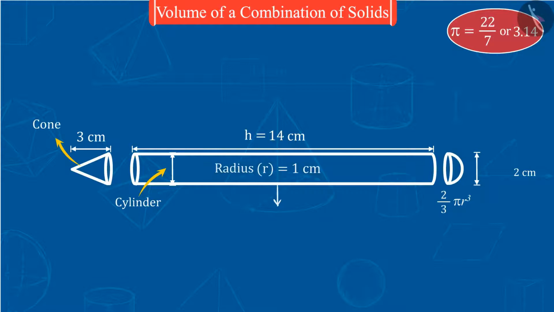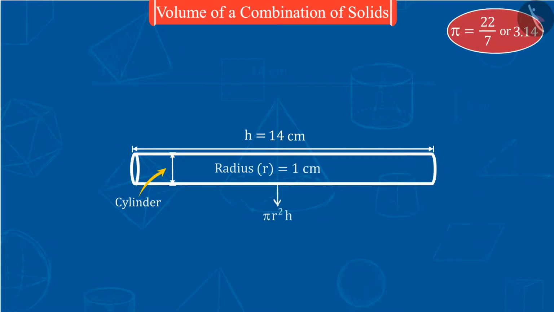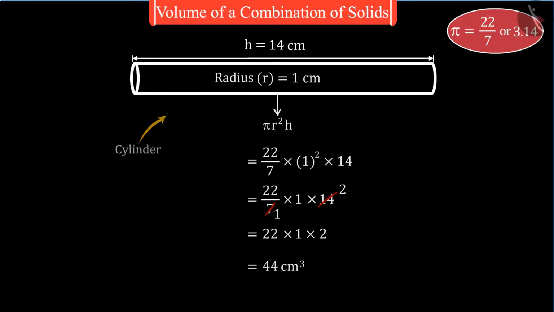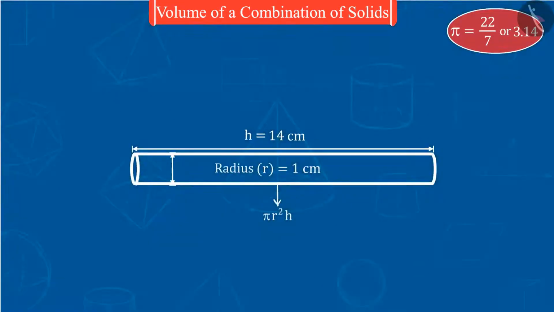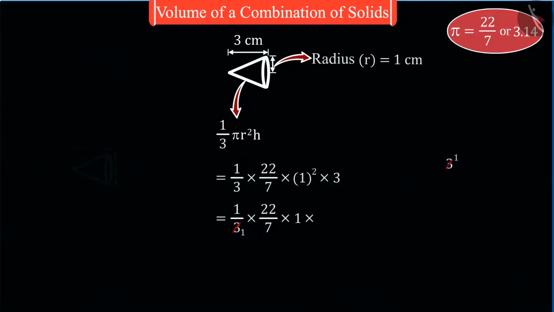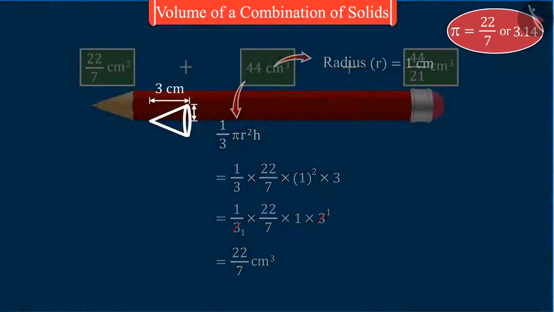Now, for cylinder, on putting the values of pi, r, and h and solving, we get 44 cubic centimeters. Similarly, on solving for cone, we get 22 upon 7 cubic centimeters.